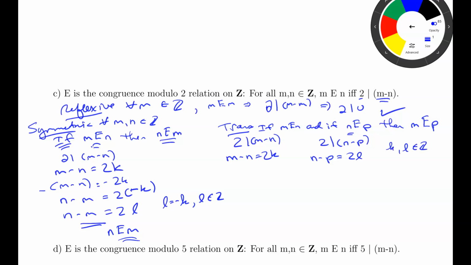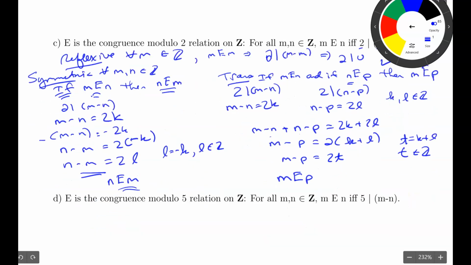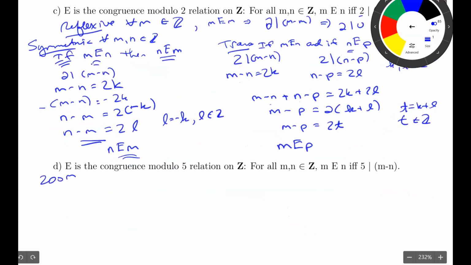All right, now let's join these two together. m minus n plus n minus p is equal to 2k plus 2l. Look at what happens to the n's. I get m minus p is equal to, well, there you go. So let's make another letter. t is equal to k plus l. m minus p is equal to 2t. t is an element of the integers. So m is related to p. Got it. All right, so you get to do this one for fun.